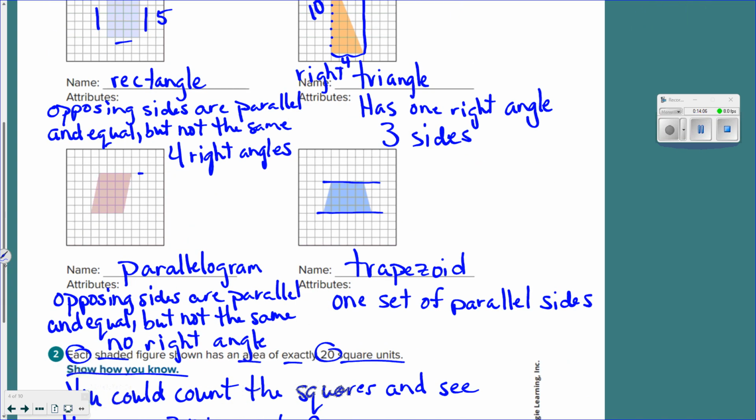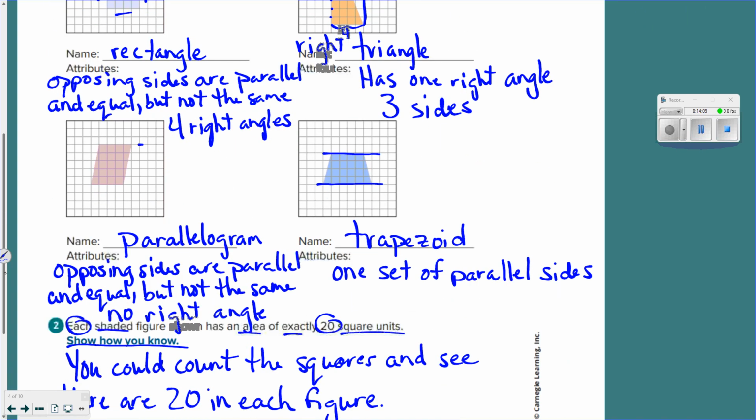Same on this one. If I look at this distance, that's 4. And if I go from the bottom to the top of that, I go up 1, 2, 3, 4, 5.